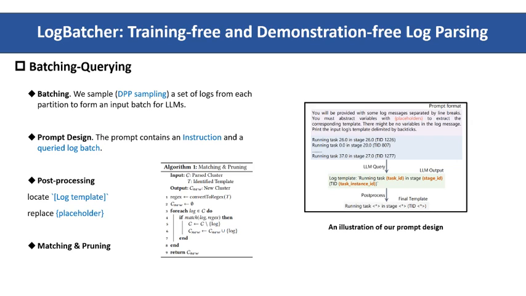Sometimes logs that belong to different clusters are mistakenly grouped into the same cluster. We design a matching pruning process. First, we use the generated template to match all logs from the same cluster. The matched logs are considered successfully parsed, and the unmatched logs are then pruned and sent to a new cluster, which will reenter the queue sequence for further parsing.